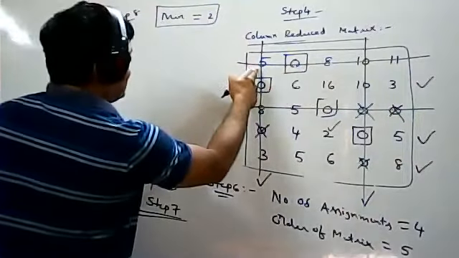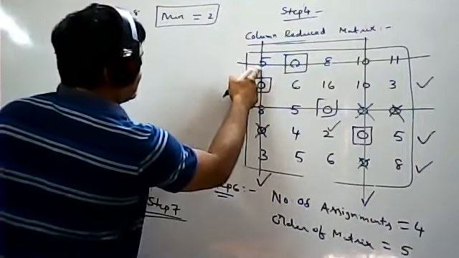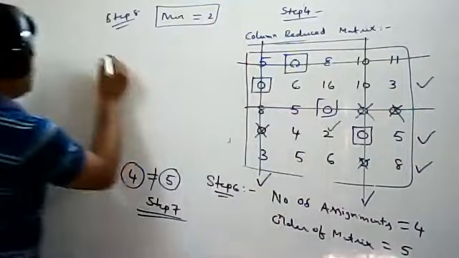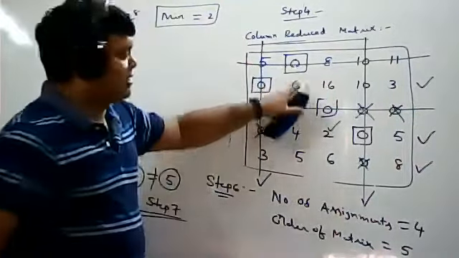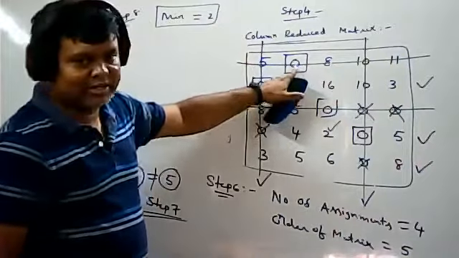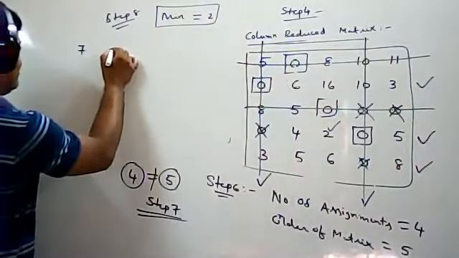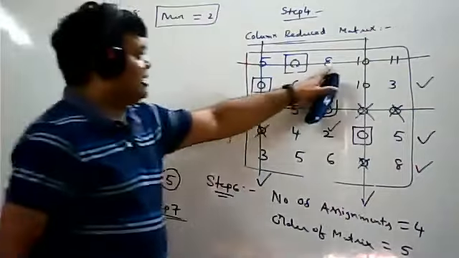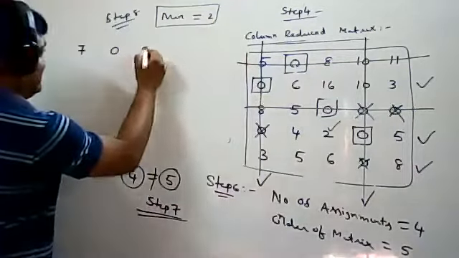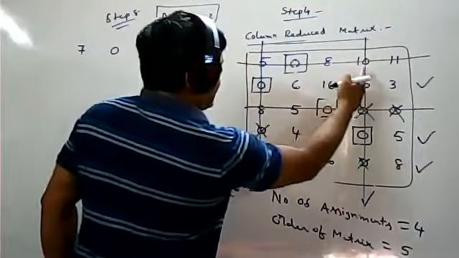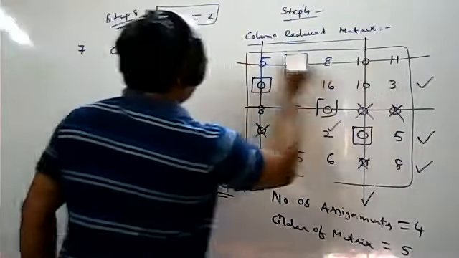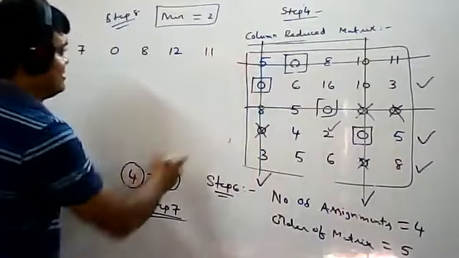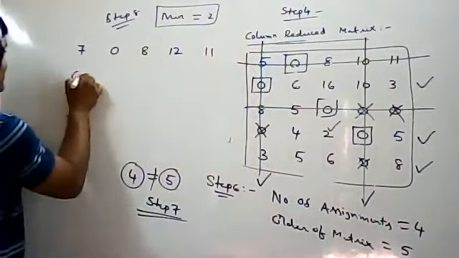So I will write the table now. This is an intersection element, both lines cross, so you have to add 5 plus 2, which is 7. Then this is not uncovered and not an intersection, so 0 stays as it is. Next, not uncovered, not an intersection: 8. Intersection, both lines cross: 10 plus 2 is 12. Next, not uncovered, not an intersection, so 11 stays as it is. 0 stays as it is.